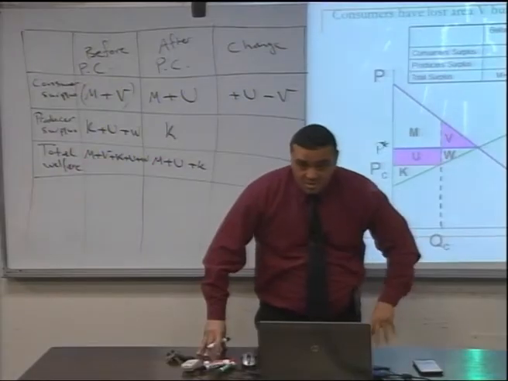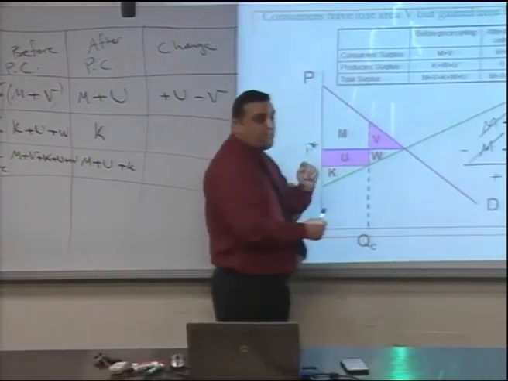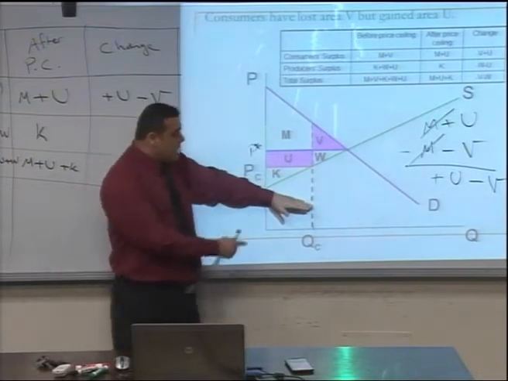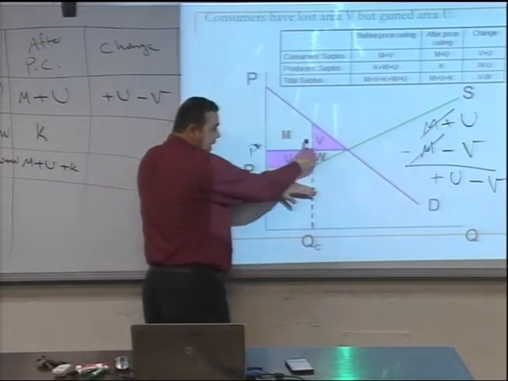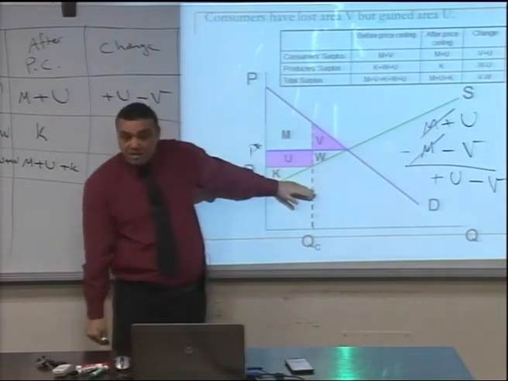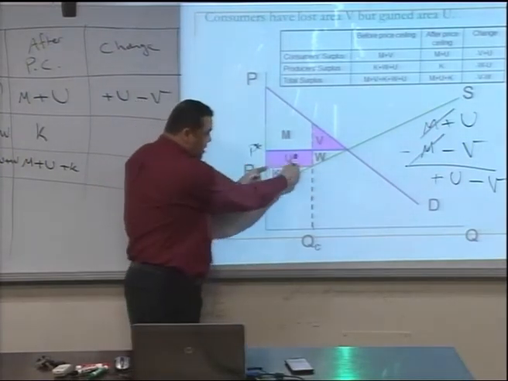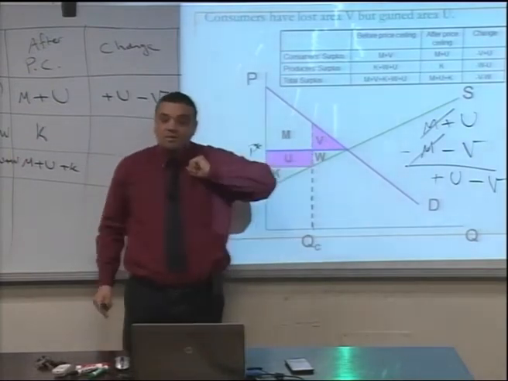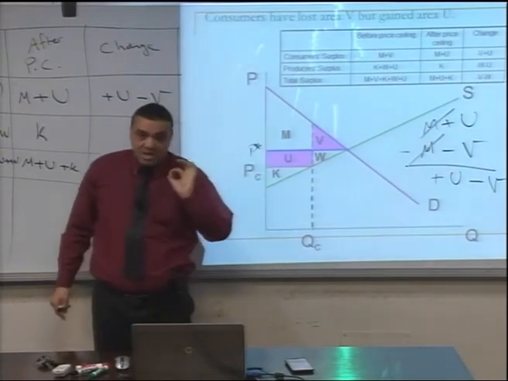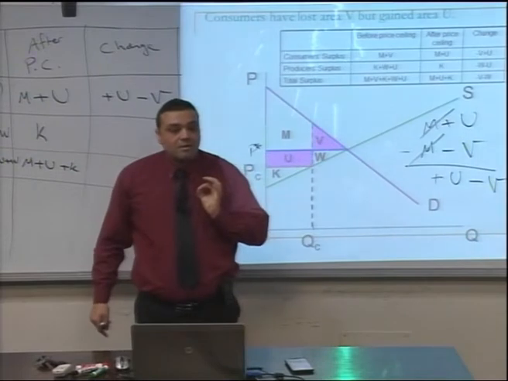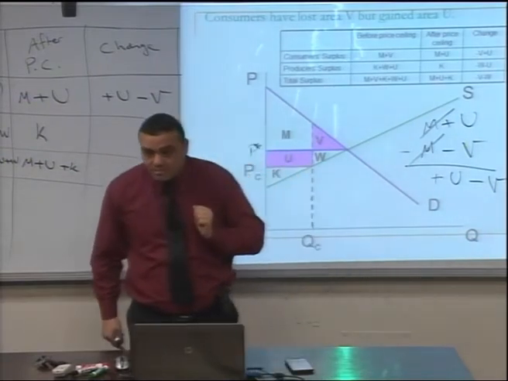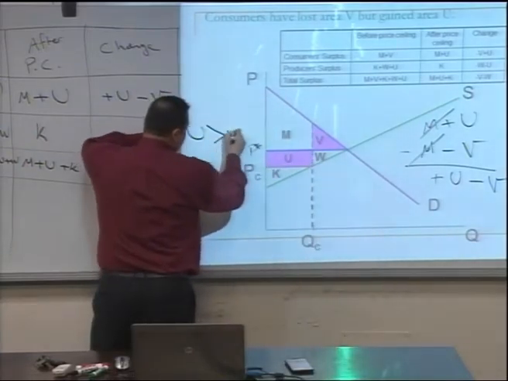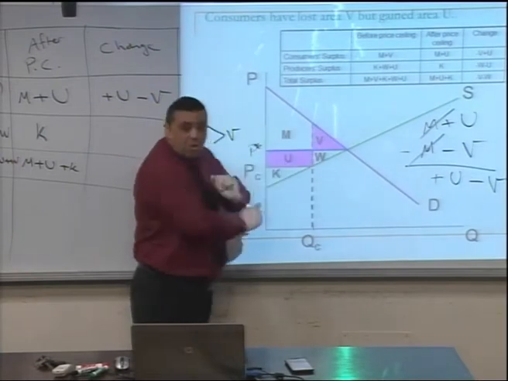Okay? The consumer gains after imposing a price ceiling here because the price went down. So he gains U and lost V. What do you see? The area U here, rectangle U, is bigger than V. This means that the gains are bigger than the loss. Okay? So as U is bigger than V, sometimes it may be smaller.